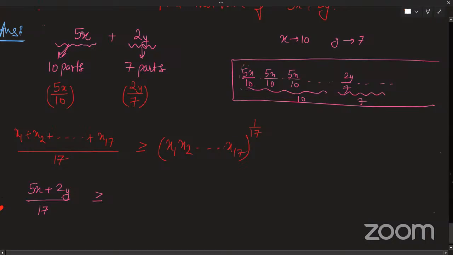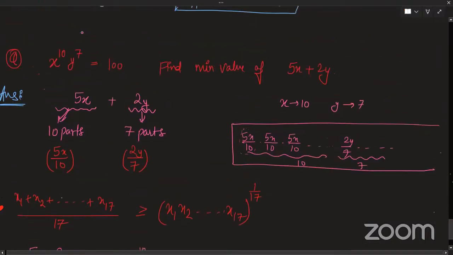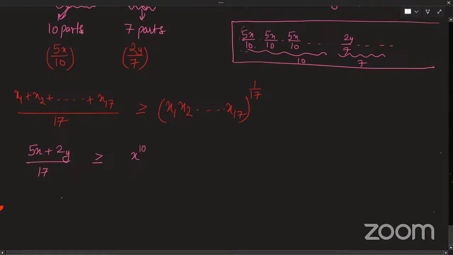So it is basically x raised to 10 by 2 raised to 10, right? It is x by 2 raised to 10 only. What about this? 2y by 7, that is 2 raised to 7 by 7 raised to 7, whole raised to 1 by 17.